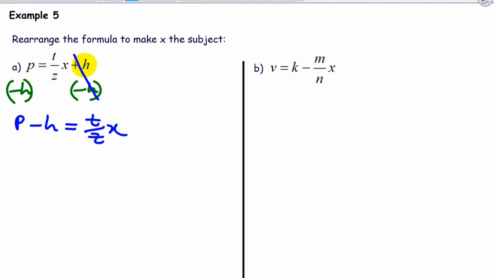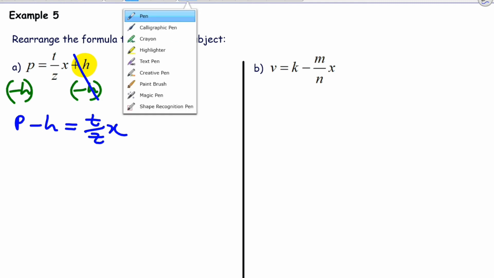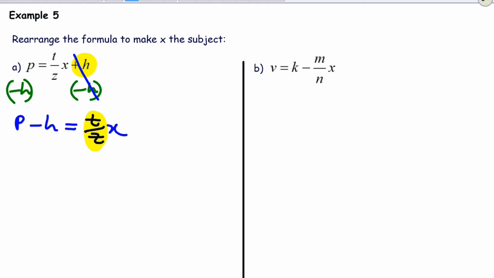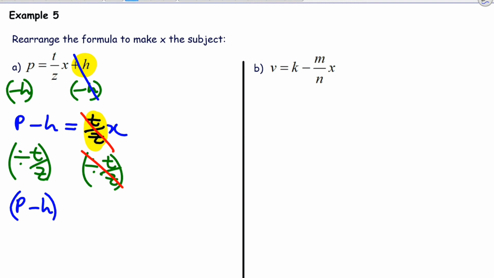And then by inspection, you can see that x is multiplied by t over z. So what you're going to do next is divide by t over z. So you divide by t over z on the right, divide by t over z on the left. So t over z divided by t over z will be equal to 1. So p minus h divided by t over z is equal to x.